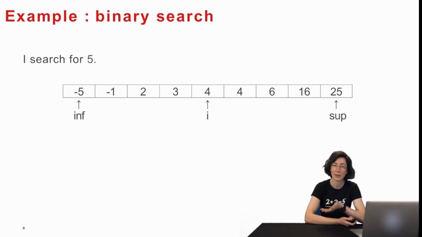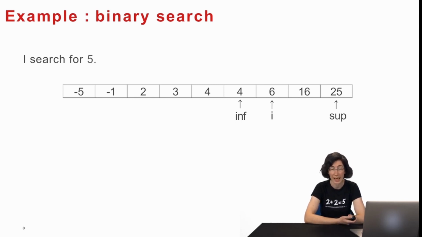So I calculate I, which is between inf and sup, so it gets here, so the value associated with I is 4. So 4, of course, is not 5, so it means I did not find the element, and then, 4 is smaller than 5, which means that if 5 is in the chart, it is located in the upper part of the chart, so the new inf will be I plus 1, because I know the 5 can't be between the beginning and the I of the chart. So the new sup will be I plus 1, so it will also be inf.